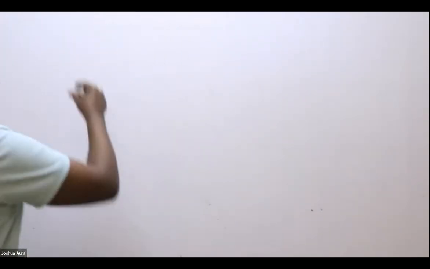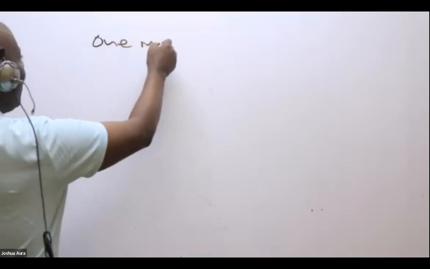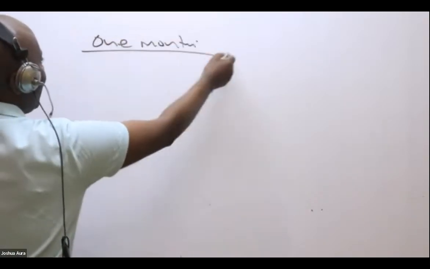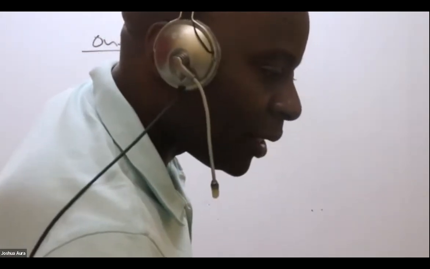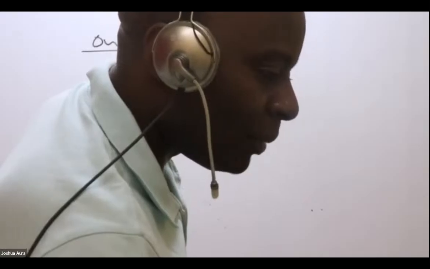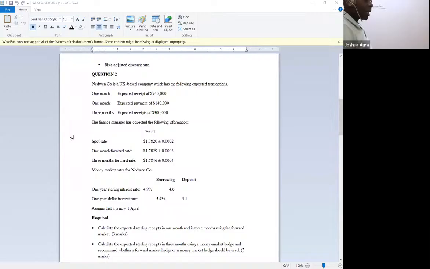1 month. So 1 month, ladies and gentlemen, what are we doing? We shall come under net off. In 1 month, we shall net off, because I can see there is a receipt of 240 and a payment of, so for 1 month, I'll take 240,000 as the positive receipt minus the negative. The negative here is 140.